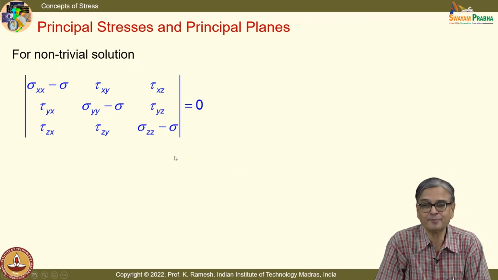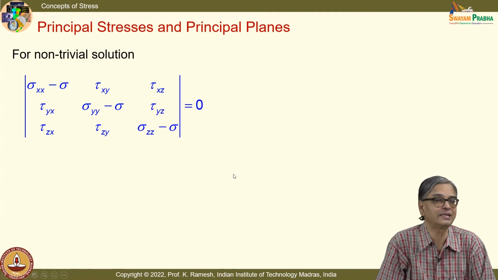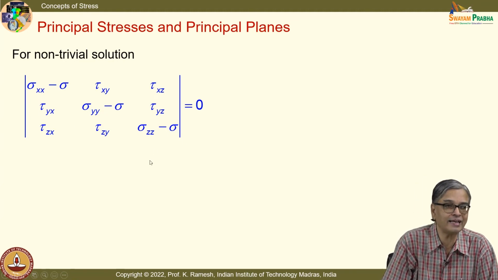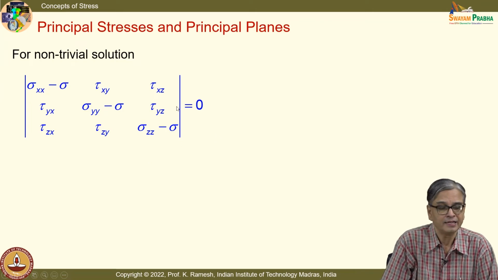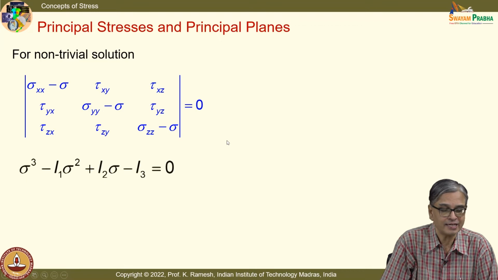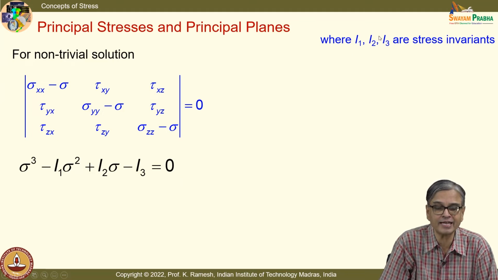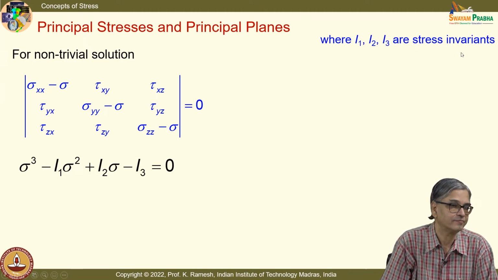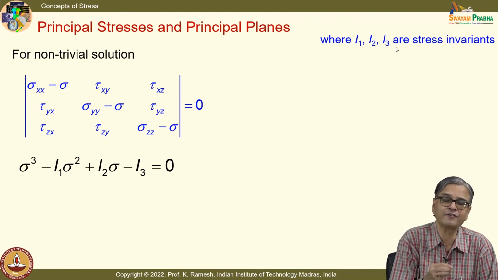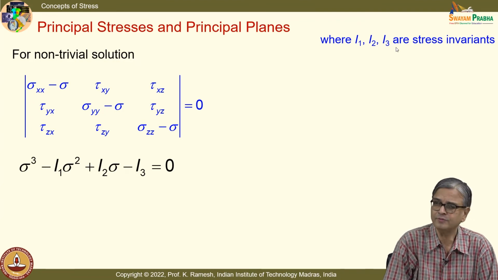See, you have to get the determinant, but I will try to make your life simple and faster. I will rewrite it in a convenient fashion. The final expression of this determinant can be written as sigma cube minus I1 sigma square plus I2 sigma minus I3 equal to 0. And we will soon understand why I1, I2 and I3 are called stress invariants. We have just given a definition that these are stress invariants. Now I will also have to define what is I1, what is I2 and what is I3.